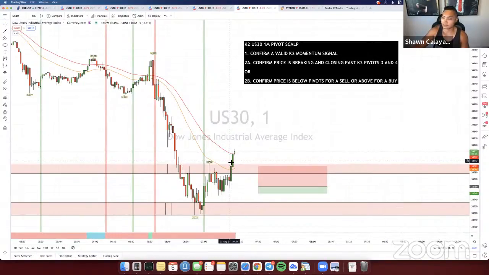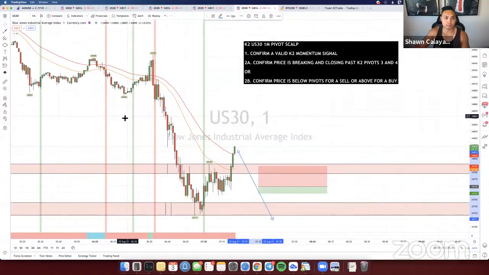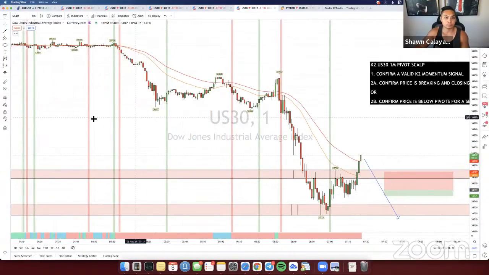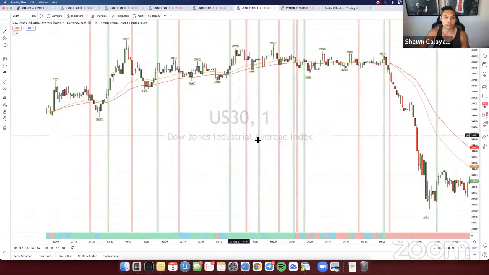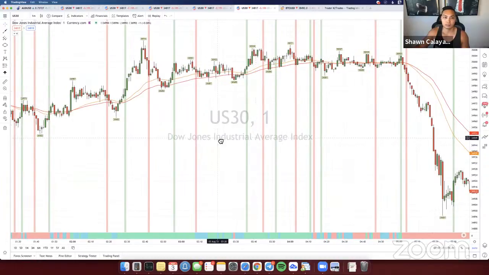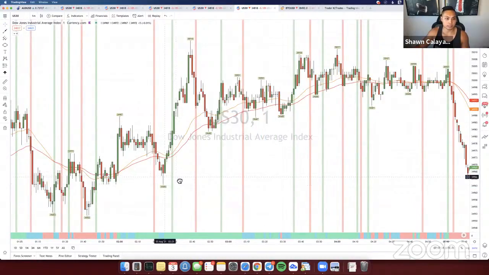So an example for breaking and closing past pivots, like Nia is mentioning. Say, for example, right here, Nia, price is above the pivots, right? If price ends up coming back down from this point, then it'll be breaking and closing past these two pivots. I'll show you an example over here if I could find one. They're a bit harder to find on the 1 minute because there's a lot of noise on here and the candles aren't really that big.